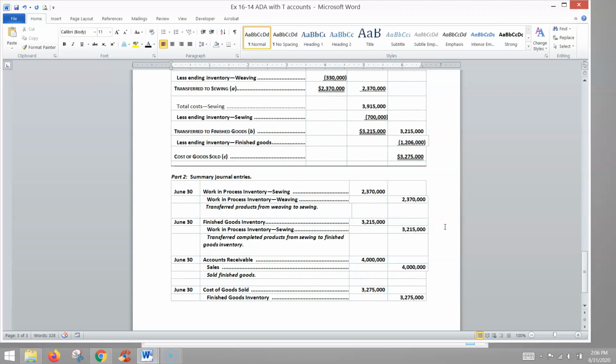And when we sell it, it gave us the amount that we're going to sell it for. So this is your sales journal entry. And then this is your cost journal entry to show that the cost of goods sold was $3,275,000. And that's the end of our problem.